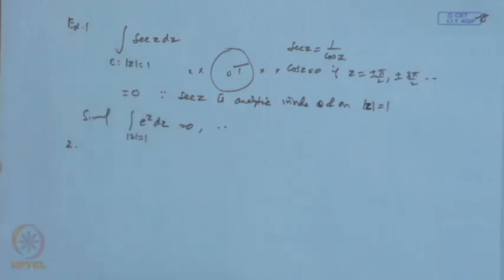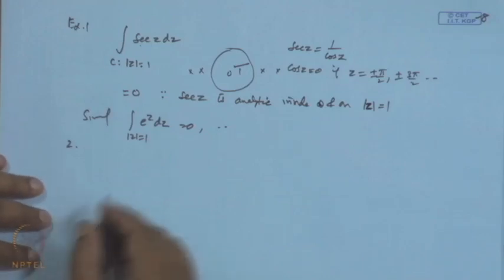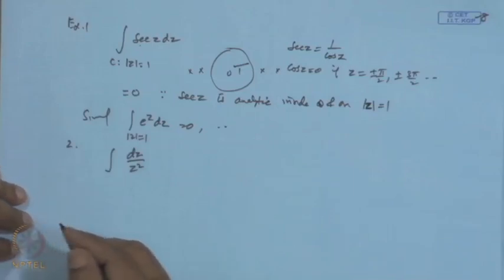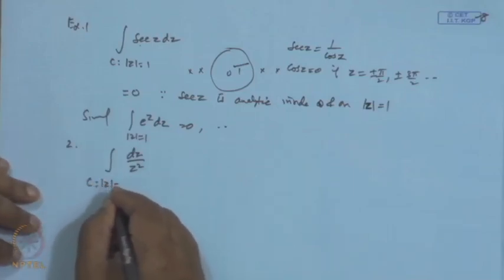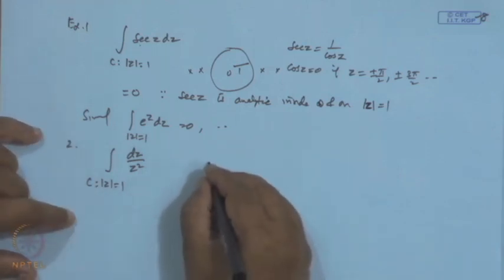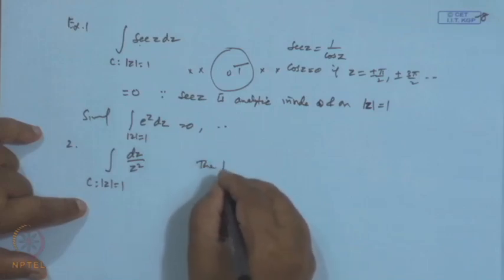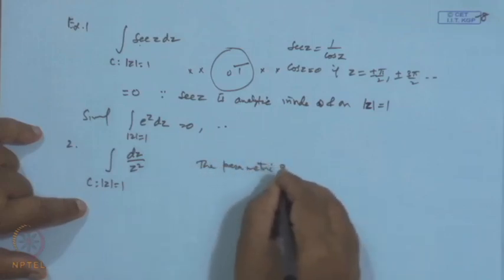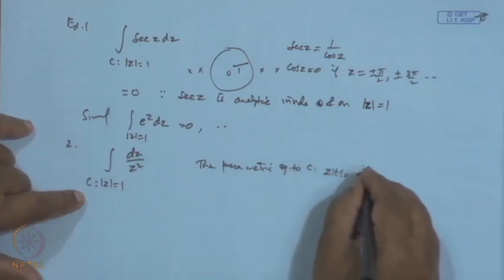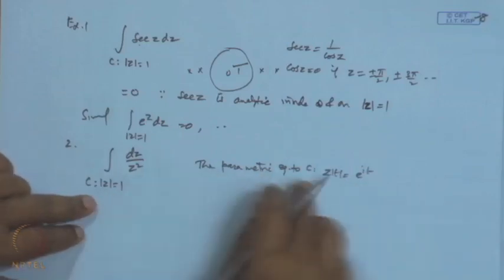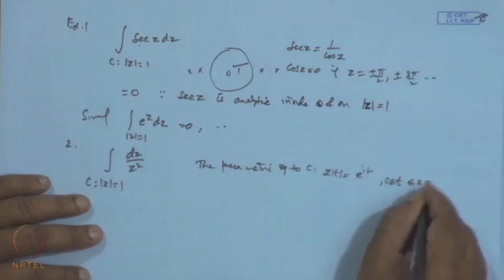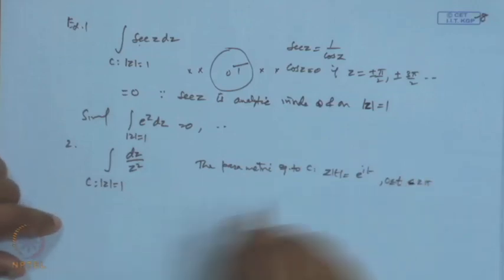Then let us see some more. Suppose I take the integral of dz by z squared. We want to evaluate it along the circle mod z equal to 1. So, write down the parametric equation of the curve. The circle C is z(t) equal to e to the power i t, which is cos t plus i times sin t, with mod z equal to 1, and t varies from 0 to 2 pi.